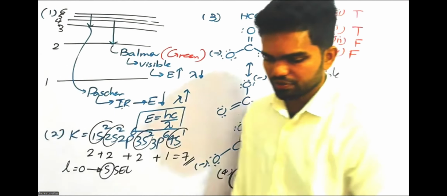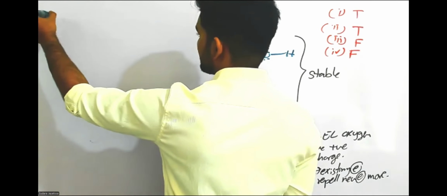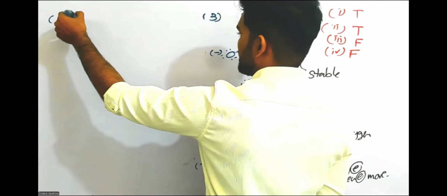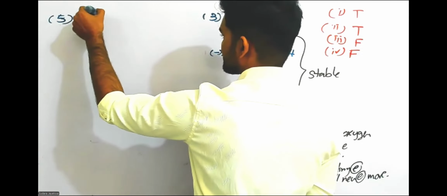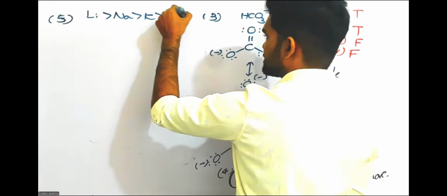Right. Now let's look at the fifth statement. The melting point of lithium is higher than that of sodium. So it's about metallic bonds. Fifth one. Metallic bonds. Sodium, lithium. So these are group 1 elements, no? Lithium, sodium, potassium, rubidium, cesium.